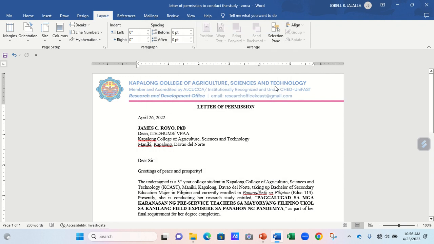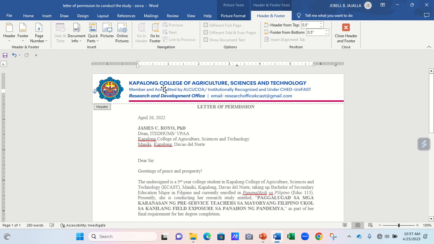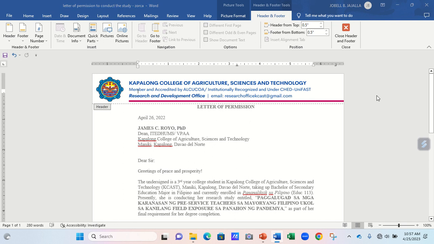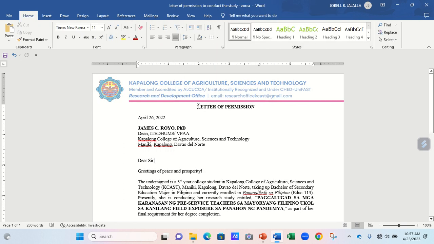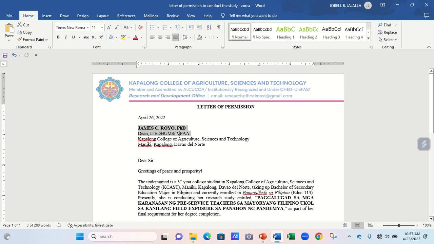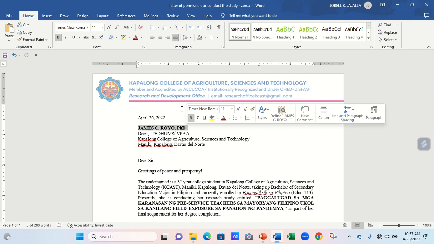So the letter of permission will start with the official letterhead of the Research and Development Office. You need this letterhead and the letter footer. Another here is the inscription, letter of permission, followed by the date of the writing of the letter of permission, and this is followed by the addressee. This is your addressee, the person you are writing the letter to.